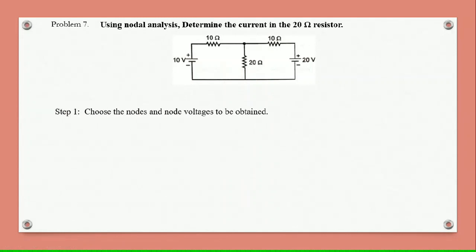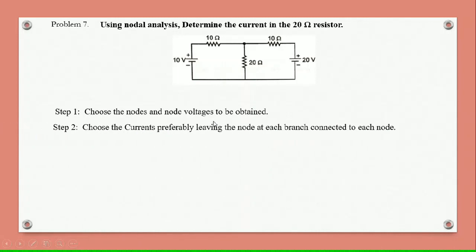First we have to know the steps to be followed for solving the problem. Step 1 is choose the nodes and node voltages to be obtained. Step 2, choose the currents preferably leaving the node at each branch connected to each node. Step 3, apply KCL, that is Kirchhoff's current law, at each node with the proper sign convention.